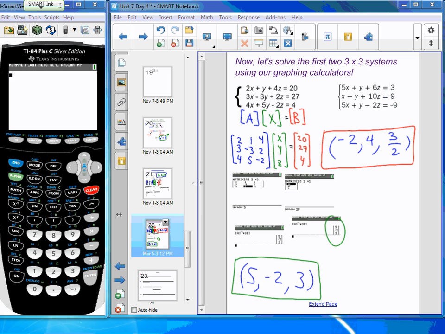So, I don't know about you, but I like using the matrix editor in order to solve a 3 by 3 system when it's calculator allowed because it's way quicker. Not that we couldn't do it the other way, right? We were able to do it algebraically.